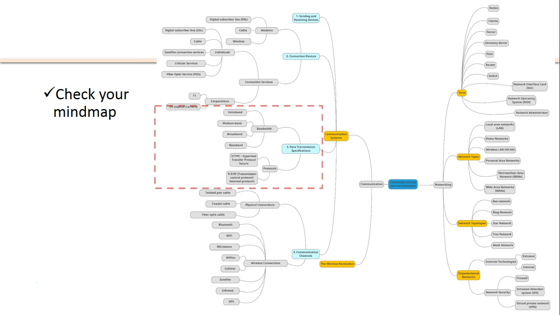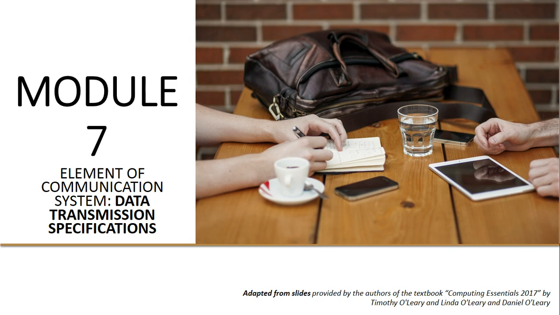Okay, so we have covered the sub-module in communication system, which is element of communication system data transmission specification. Next module, we will cover network.